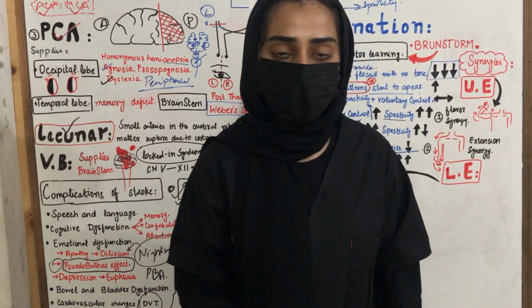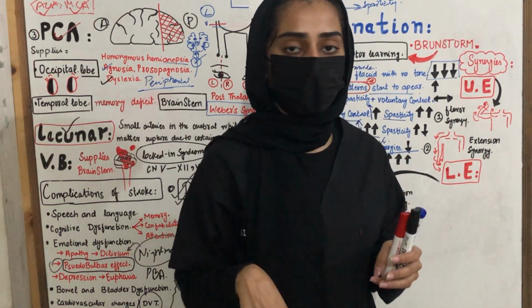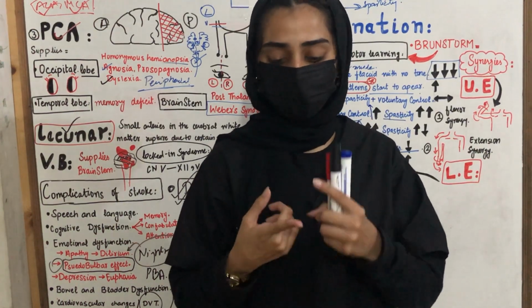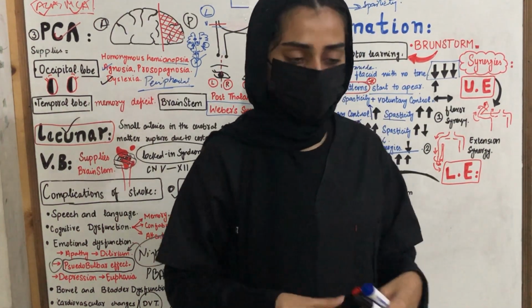This is a synergy pattern. There are 4 kinds of synergy patterns that present in stroke: 2 of the upper limb and 2 of the lower limb. Flexion synergy pattern and extension synergy pattern in the upper limb, and flexion and extension synergy pattern in the lower limb.